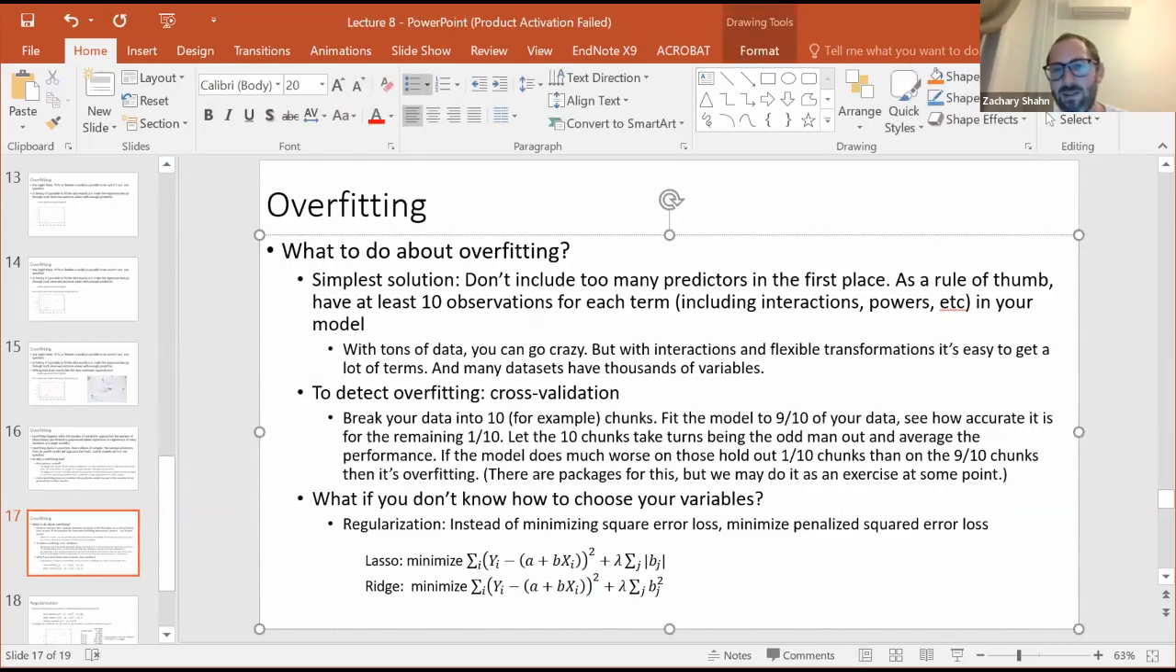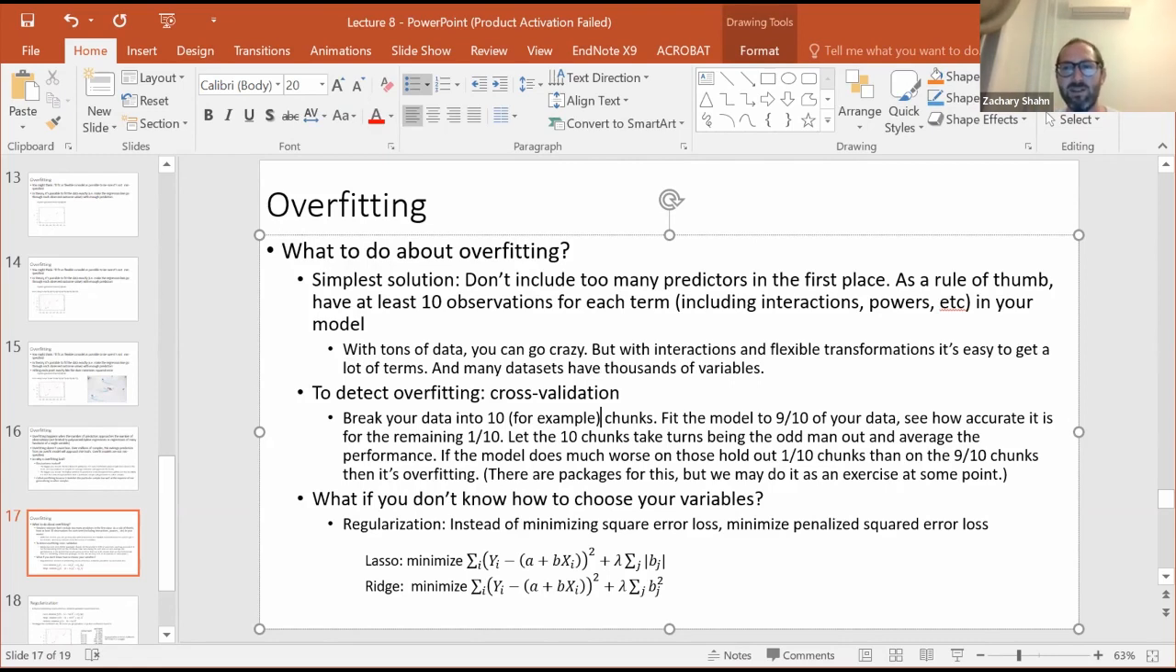One way to detect overfitting is to have a holdout data set. Say, I'm going to fit my model on this chunk of data, and then I'm going to see how well it predicts on this chunk that I didn't fit it to. Overfit models will fit perfectly the data that they were fit to, but predict very poorly outside of the sample that they were fit to.